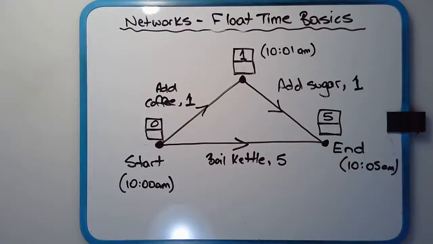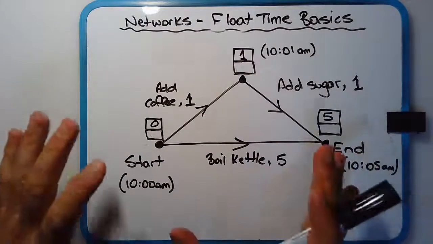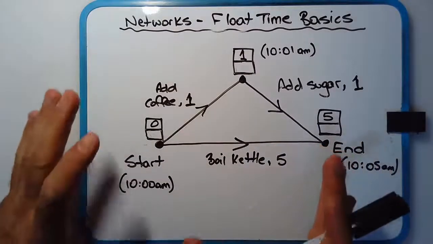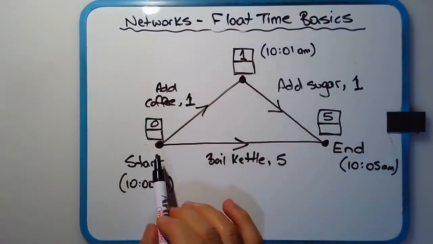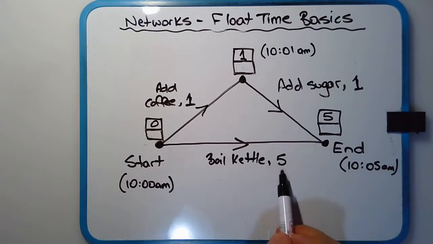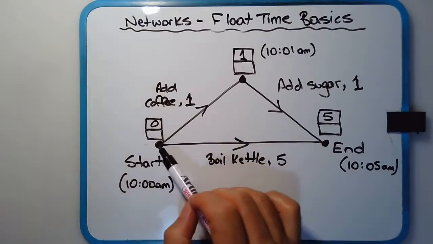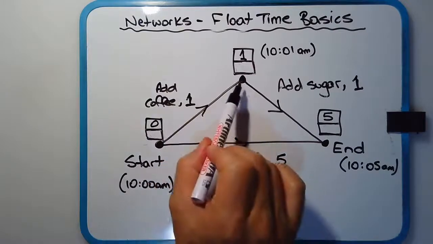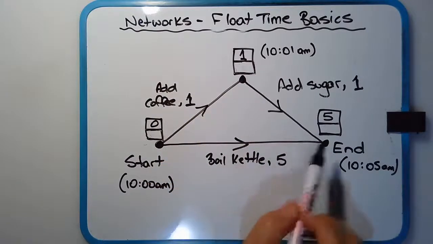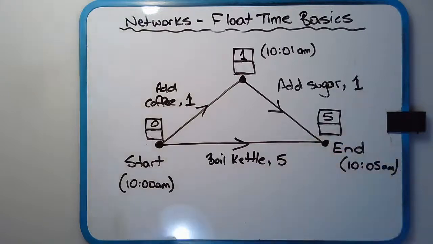Let's have a look at float time in directed networks. I'm going to use as an example the coffee example that I had used earlier. But this time I've simplified it into a very basic 3-activity project, which involves boiling the kettle, which takes 5 minutes. I've added an activity here, which is add coffee, which takes 1 minute, and another activity here, which is adding the sugar, which also takes a minute as well.